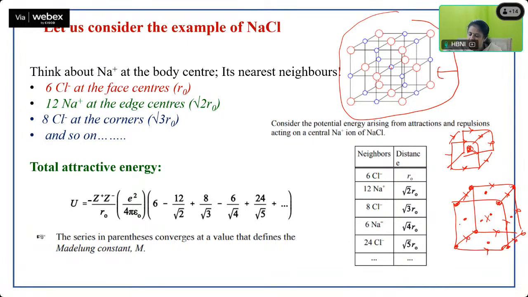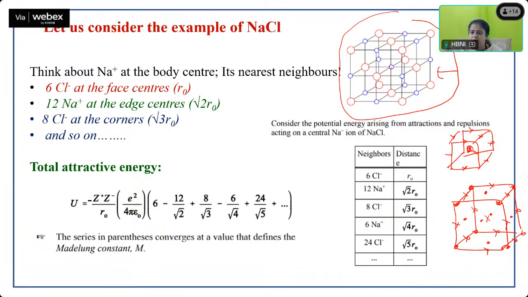Now you are looking at it as 8 because they have tried to join all the sodium and chlorine together. Why have they tried to join? So that in the cell you are able to see the coordination number. That is why I'm saying I'm concentrating only on one sodium. Concentrate on the sodium at the body center. What are the nearest neighbors to this sodium? It has to be chloride, and it has to be 6. We know the coordination number is 6:6.